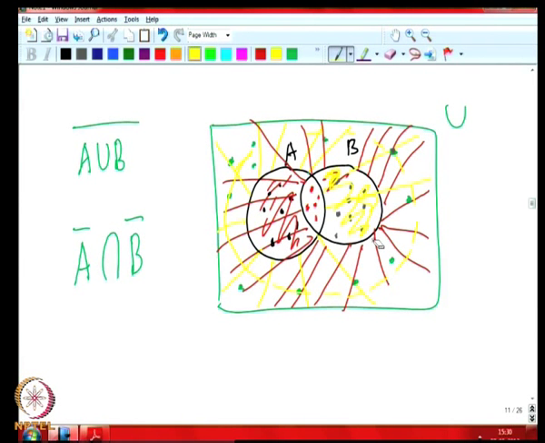You can take several examples. For instance, this can be a class of 100 students. Then A may be the set of students who go to the mathematics lectures, and B may be the set of students who go for the physics lectures. Of course, there are some people who go for both. There are some people who go for neither mathematics nor physics, they are not interested in both. There can be people who go for mathematics but not physics, and there can be people who go for physics but not mathematics.